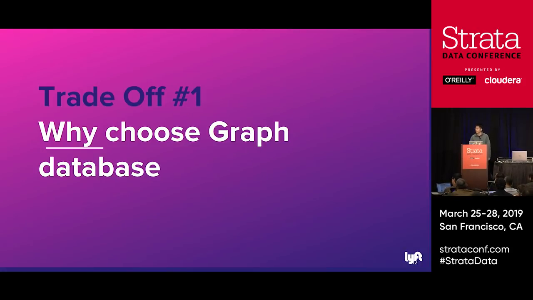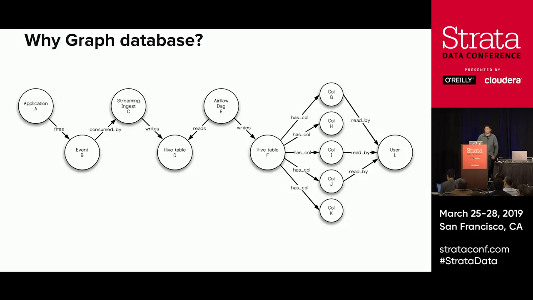So when we're building the metadata, there are a couple of trade-offs we have made. The first one is why we choose a graph database. To answer this question, let's do a recap of the typical Lyft data workflow. Application A, which could be a Lyft mobile client, will fire events to B about, for example, the client's location. This event B will later on be consumed by streaming ingest framework C and written to a Hive table named D. Then our ETL framework runs some Airflow DAG E, which reads the table and writes to a derived Hive table named F. This Hive table F has 5 columns, G, H, I, J, K. Out of these 5 columns, 3 of the columns have been read by the user.